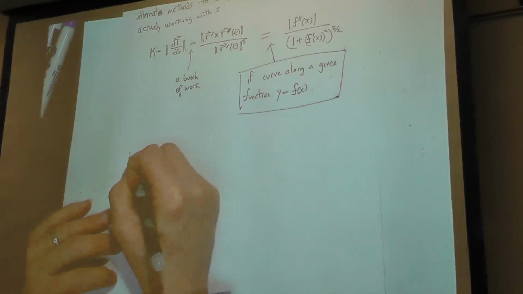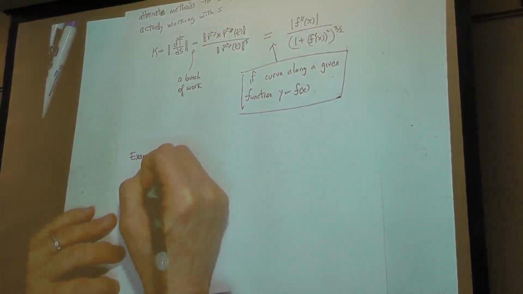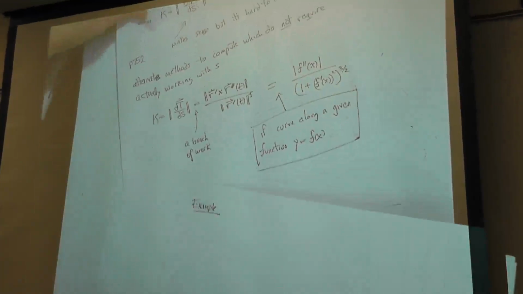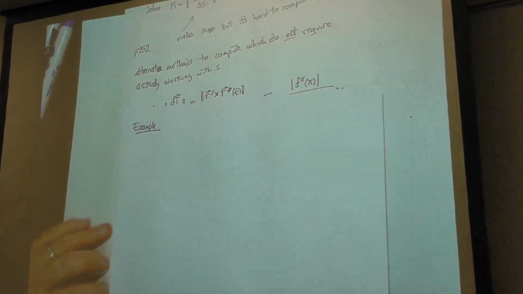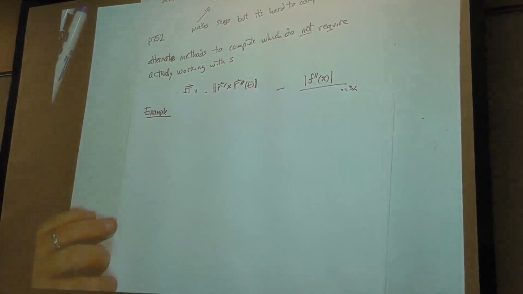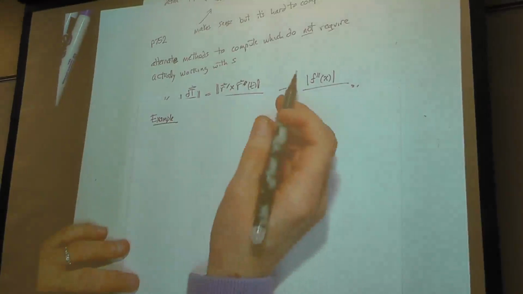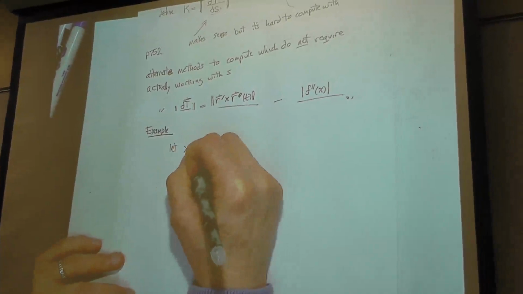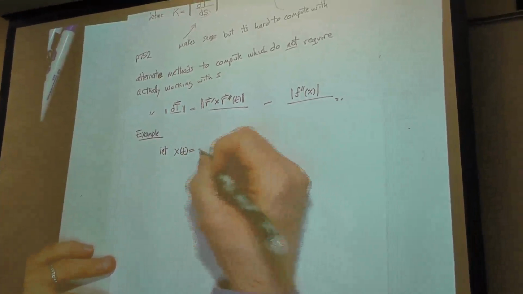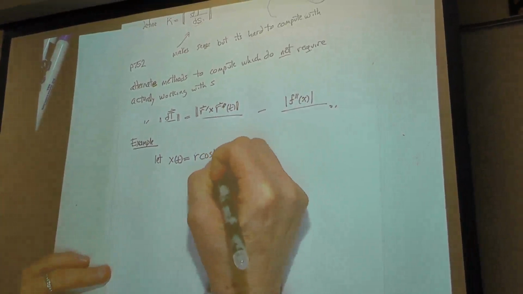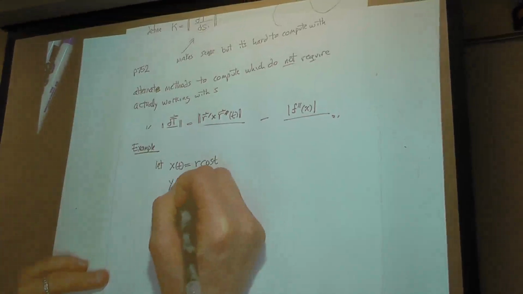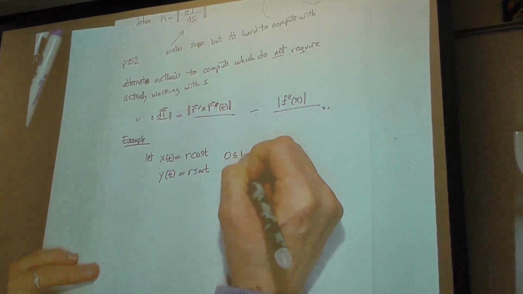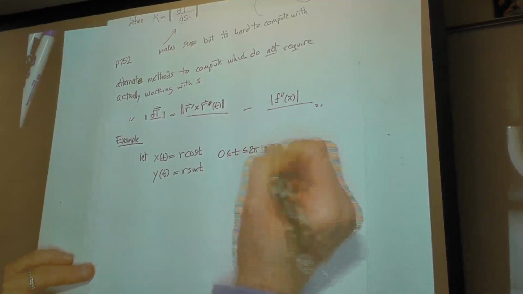Example. What was the page number again? Sorry, 752. Okay. Example, let's let x of t equal r cosine of t, y of t equal r sine of t, and let's let t run between 0 and 2 pi.